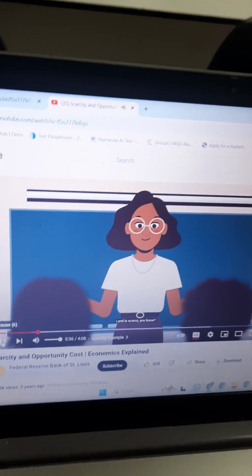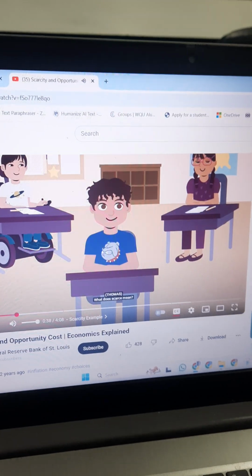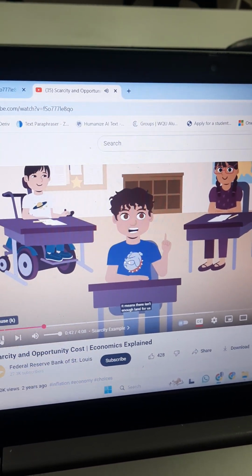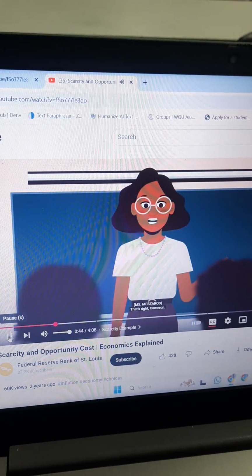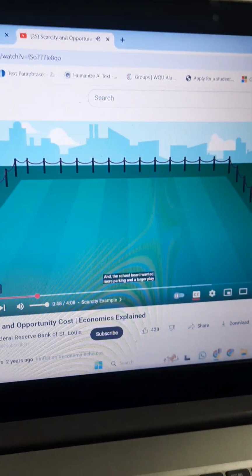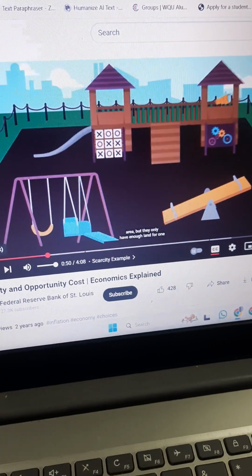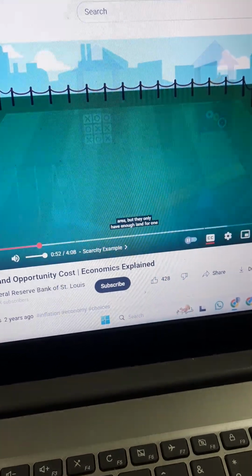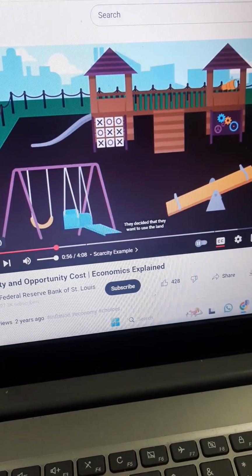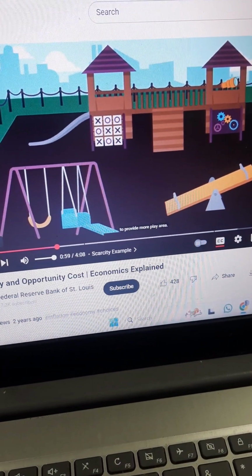Land is scarce, you know. What does scarce mean? Remember, we talked about it in economics. It means there isn't enough land for us to have everything we want. That's right, Cameron. Land is a scarce resource, and the school board wanted more parking and a larger play area. But they only have enough land for one of those two things. They decided that they want to use the land to provide more play area.